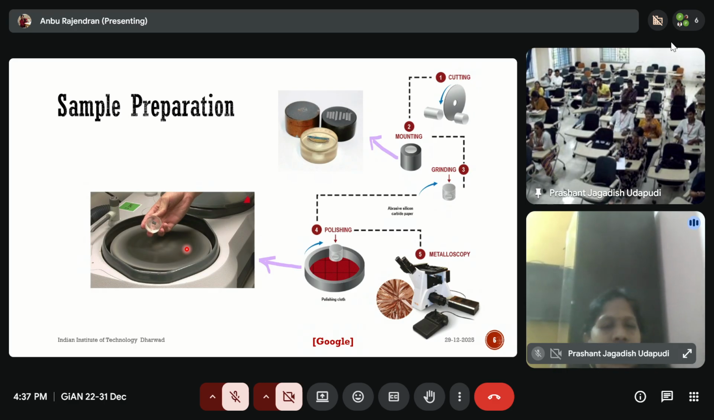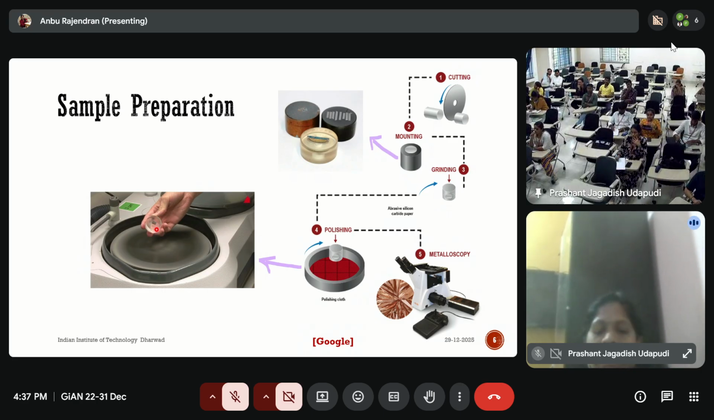Why is it required? If there are any scratches or cutting marks during analysis, they will hide whatever features are available on the surface. So the mirror finishing is a must for microstructural analysis. Once you have done the sample preparation, the sample is ready for taking the microstructure.